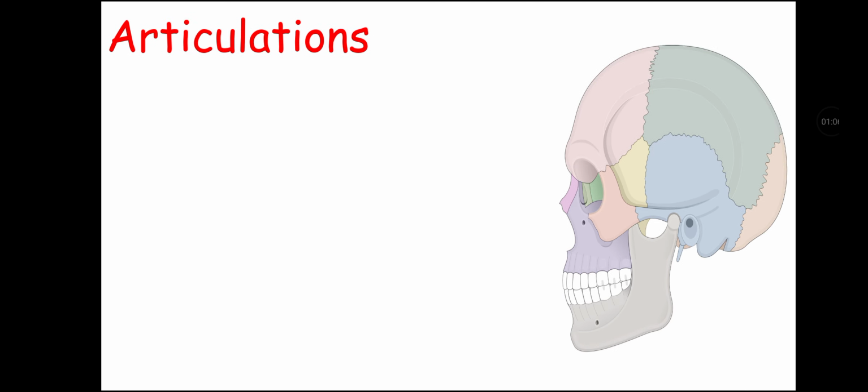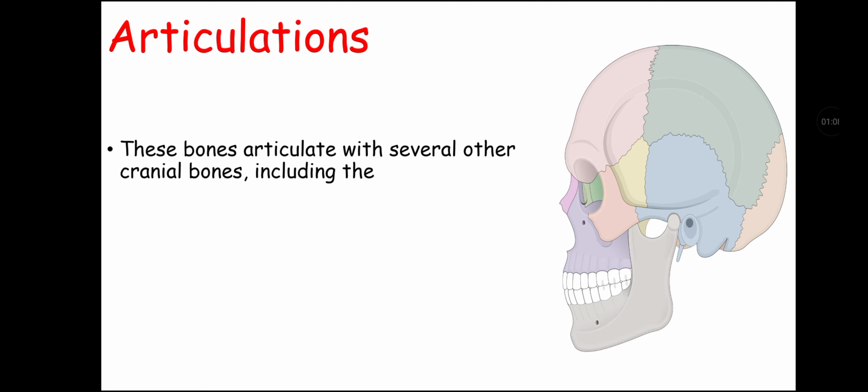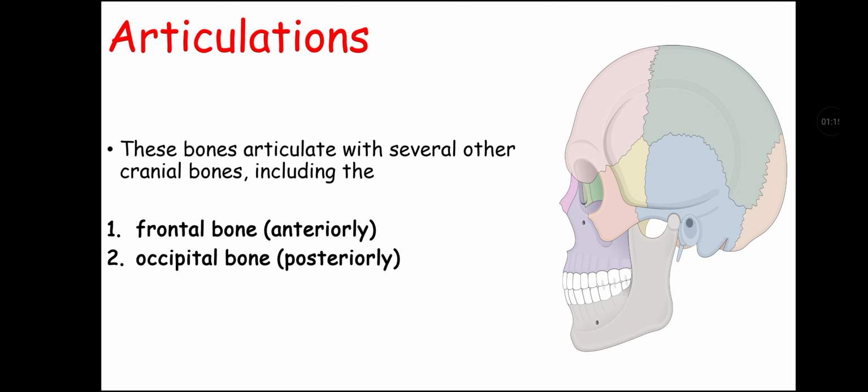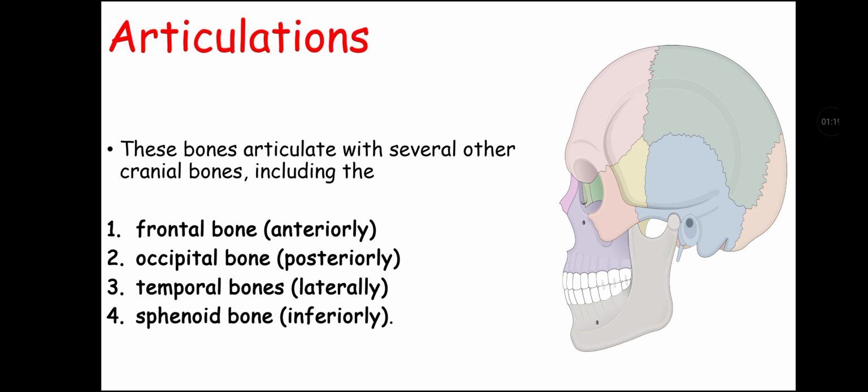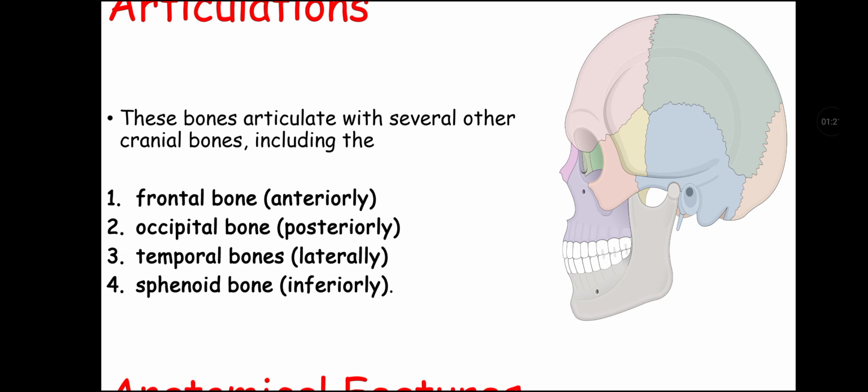Now let's talk about the articulation of the parietal bone. These bones articulate with several other cranial bones, including the frontal bone anteriorly, and posteriorly with the occipital bone. It articulates laterally with the temporal bone and with the sphenoid bone inferiorly.